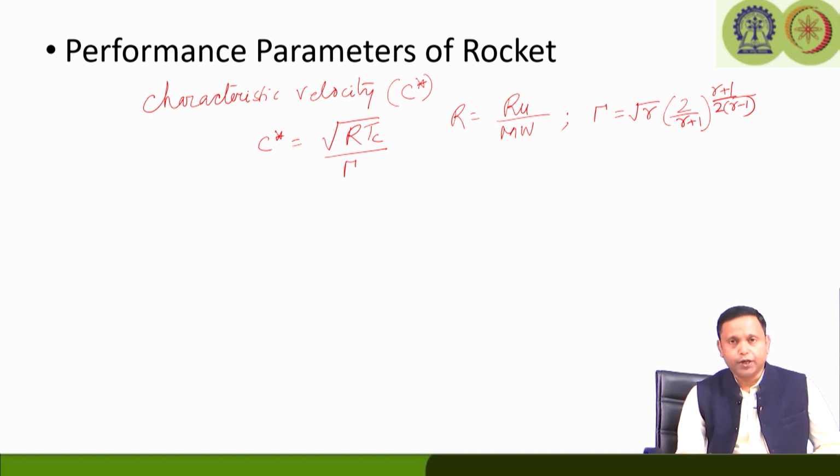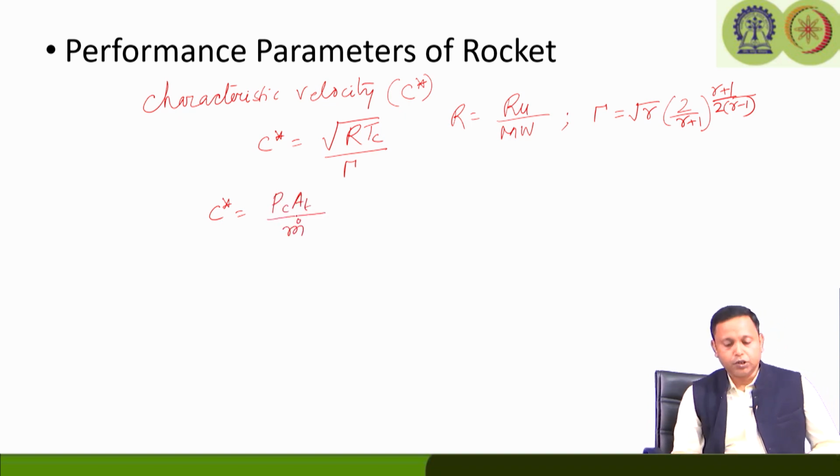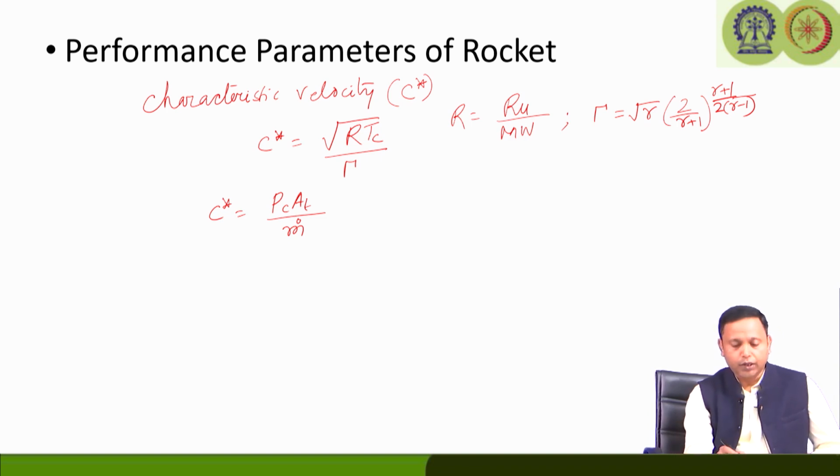chamber pressure and throat area by the relation C star equal to P C A T by m dot, where P C is the chamber pressure, A T is the throat area, and m dot is the mass flow rate. Now, let us try to understand what exactly C star is telling us. C star is basically a function of the propellant characteristics and the combustion chamber design. It is not dependent on the nozzle characteristics.